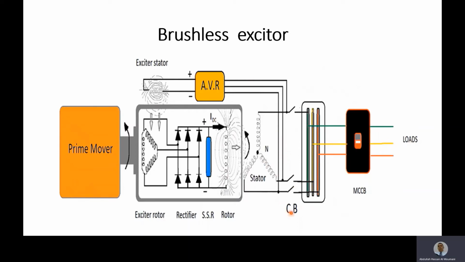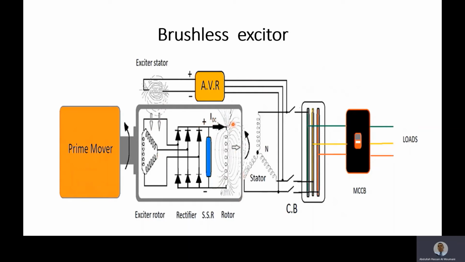This voltage, if the main circuit breaker is closed, will be applied to the main bus bars. Then after that, it will be applied to distribution panels or distribution boards and the molded case circuit breakers. After that, the power will be going to the loads. Of course, we have here the prime mover, which will be giving the mechanical energy to rotate the exciter.